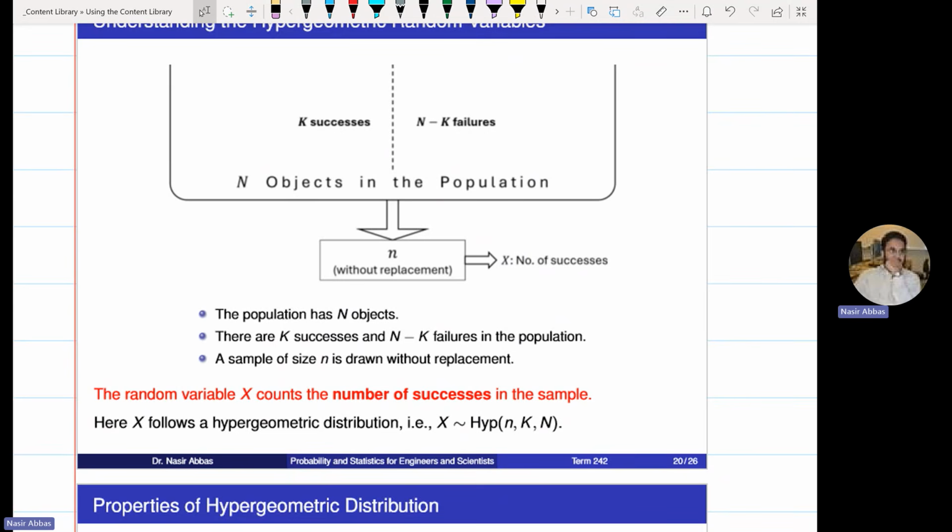We will give you the numbers: the space size is 35. Out of 35, I have 13 successes and I want to select 5. So we will give you 3 numbers. Number 1, the size of the space. Number 2, how many successes are in your space. And number 3, how many you are selecting without replacement. These are the 3 numbers you need to solve any question related to hypergeometric.